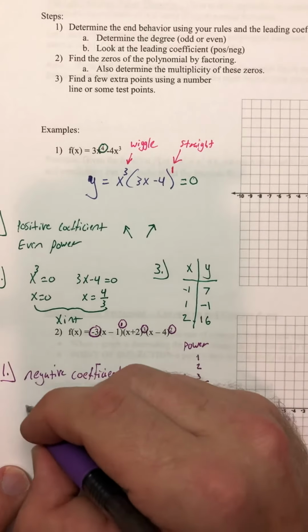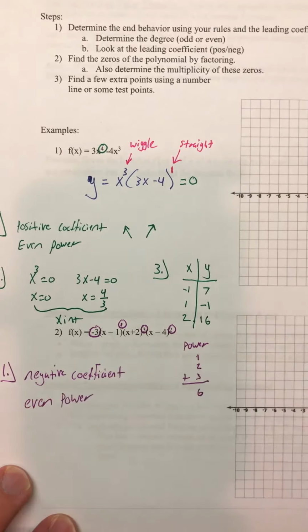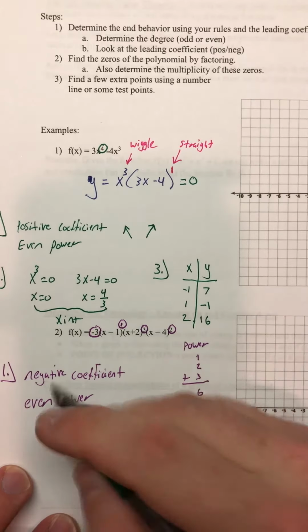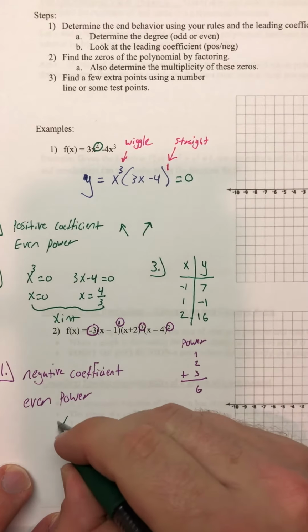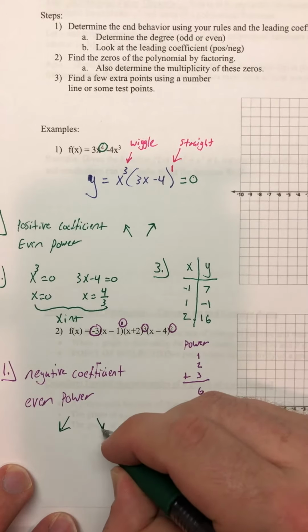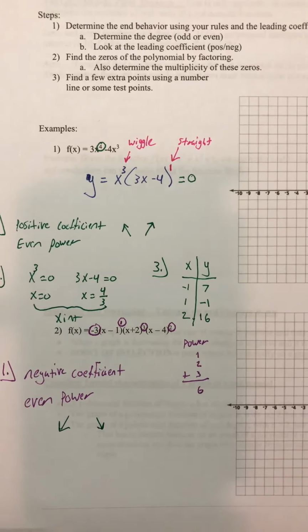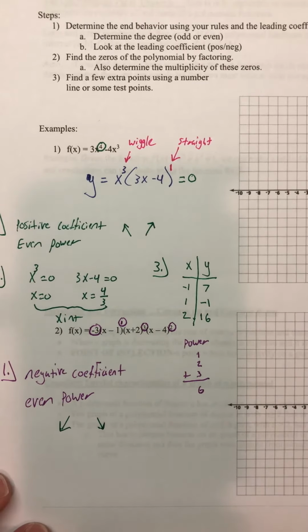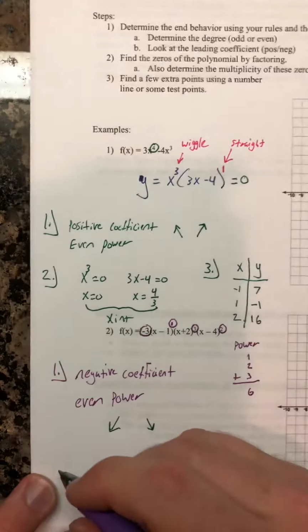You guessed it right, you guys. That's an even number. We have an even power and we're negative. That means we are going to travel down in both directions at the end of my function, okay? So here we go. Let's pick out these x-intercepts.